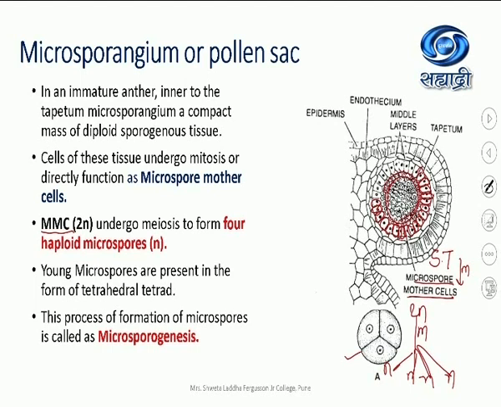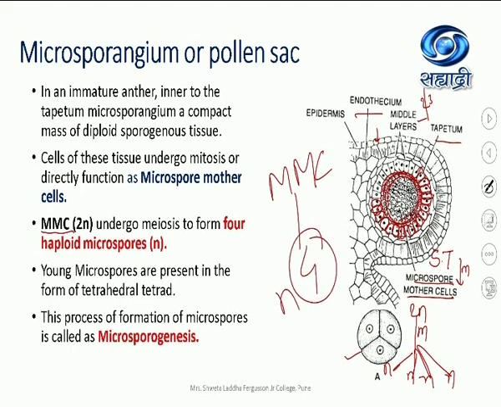Quick, brief revision. Outermost layer, epidermis. Next layer, next to the epidermis, endothecium. Next to it, the middle layer made up of 2 to 3 layers of parenchymatous cells. Next layer, tapetum, providing nourishment to the sporogenous tissue and adding sporopollenin to the exine of the pollen grain. This sporogenous tissue is diploid in nature. It undergoes mitotic division to give rise to microspore mother cells, MMC, which undergo meiotic division to produce 4 haploid microspores. This process of formation of microspores is called microsporogenesis.